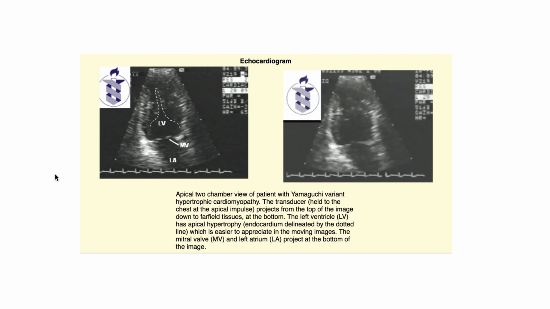This is an apical two-chamber view of a patient with Yamaguchi variant hypertrophic cardiomyopathy. The transducer held to the chest at the apical impulse projects from the top of the image to far field tissues at the bottom. The left ventricle has apical hypertrophy.